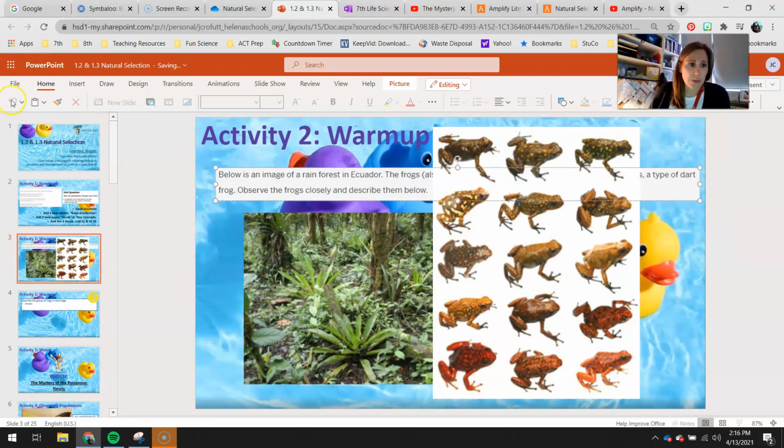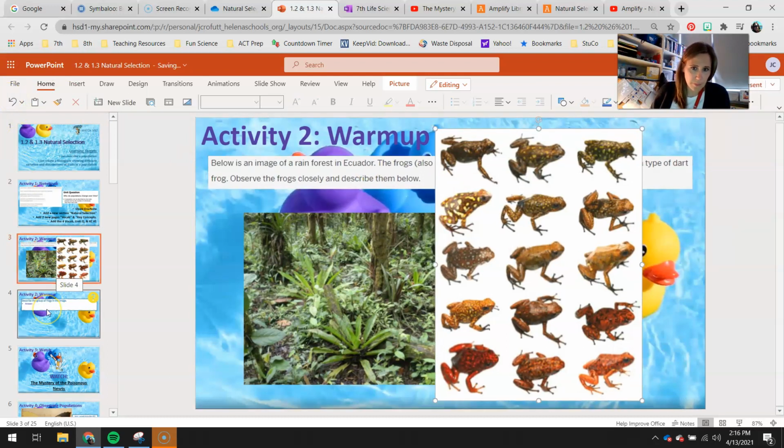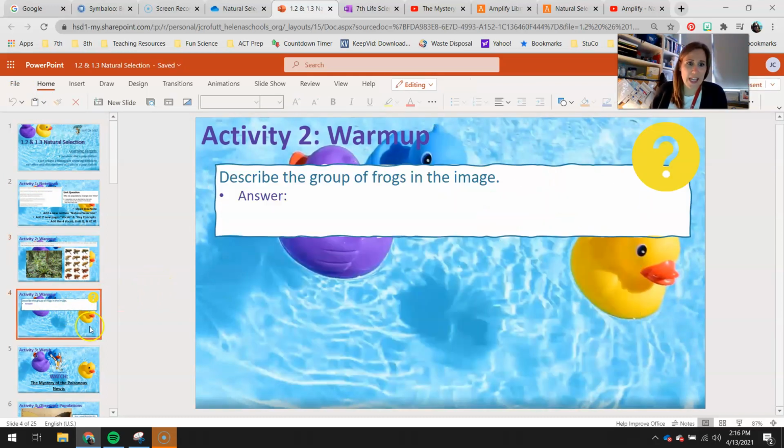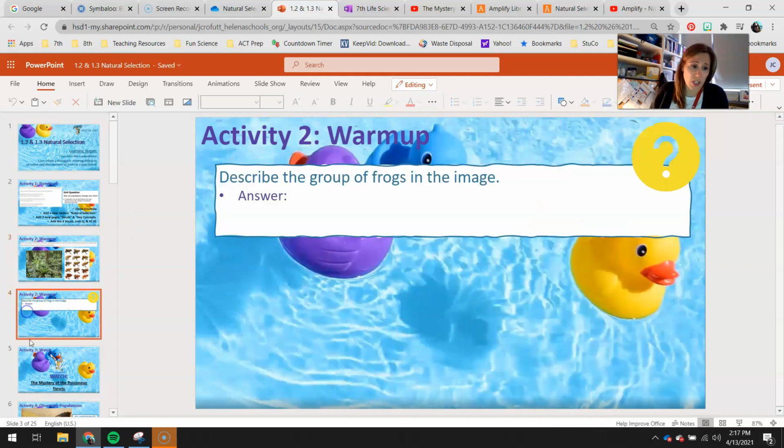Then what you will do is answer the question on the next slide for your warm-up. There we go, waiting for that to stop. All right, it says, describe the group of frogs in the image. You should really have more than one quick sentence here. You see a lot of different characteristics, so maybe talk about those: body colors, spots, size of the frog, those kinds of things. Again, these are all the same species, we just have a lot of variations, so really dig into those variations.